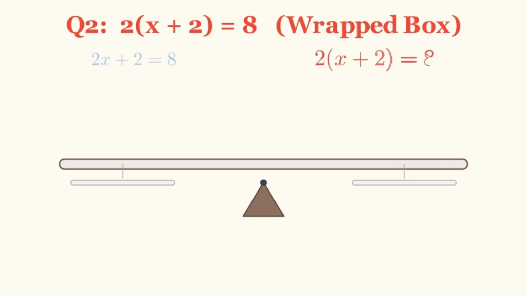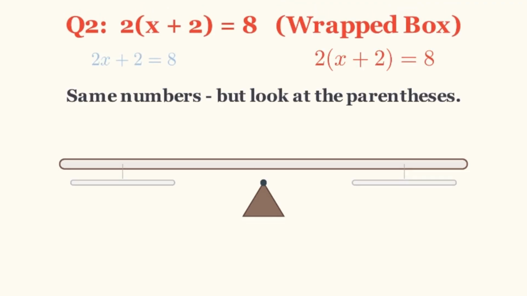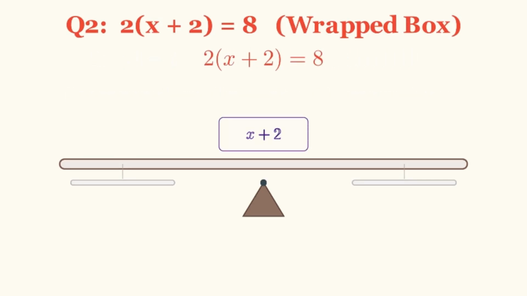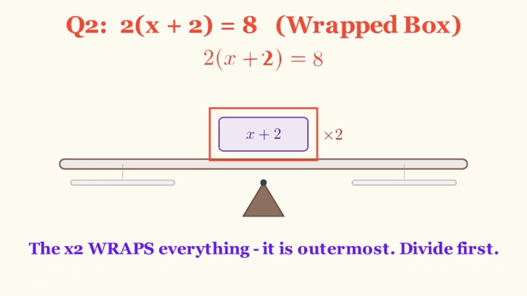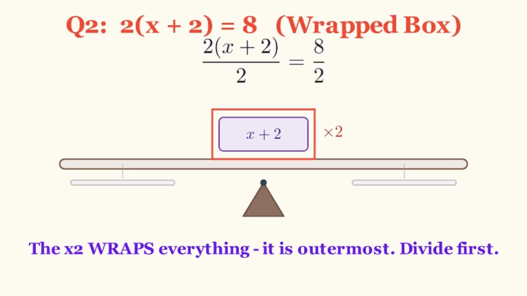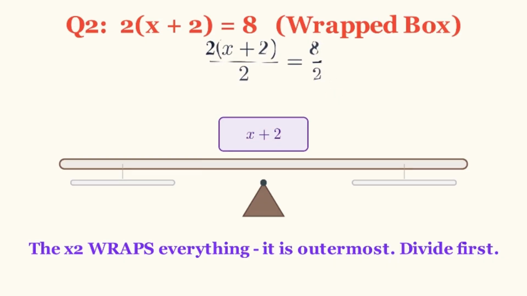Now watch this one. 2 times the group x plus 2 equals 8. Same numbers as before, but look at the parentheses. This time, x plus 2 is locked inside a box, and the whole box is multiplied by 2. Now the times 2 wraps everything, so it's outermost. This time we divide first. Divide both sides by 2, and the wrapper comes off.